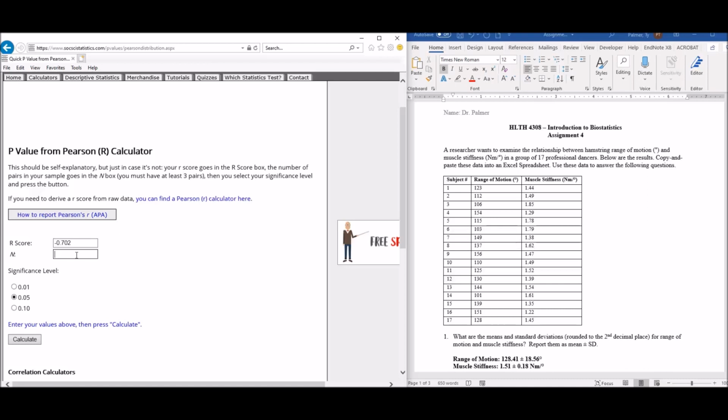Likely it's going to be. Your R value is going to be different than mine. Your sample size may be different than mine. So again, just keep that in mind. But for my sample size that I'm showing in this video, it's 17.